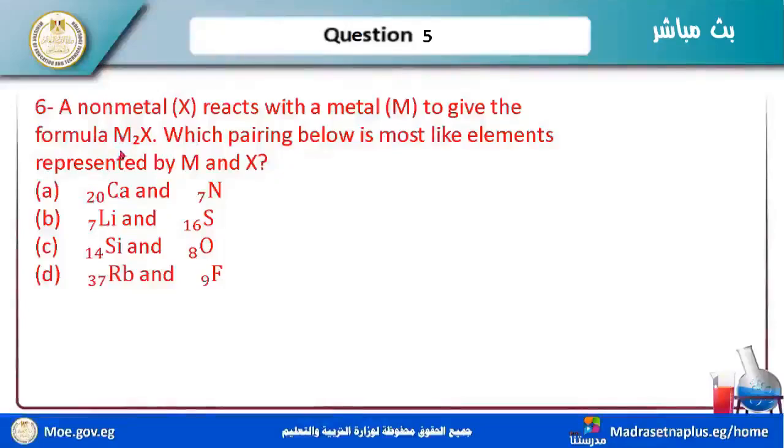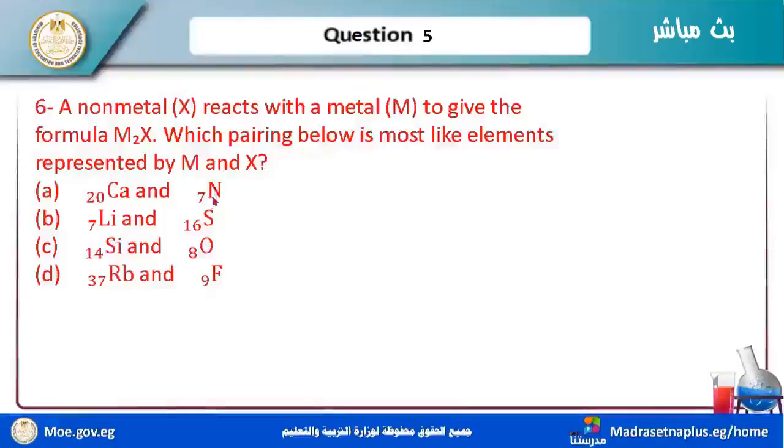M is monovalent and X is a non-metal, divalent, because X must gain 2 electrons when it reacts, while M loses 1 electron. So X needs 2 M atoms in this reaction, each one losing 1 electron. Okay, now which one is divalent here?